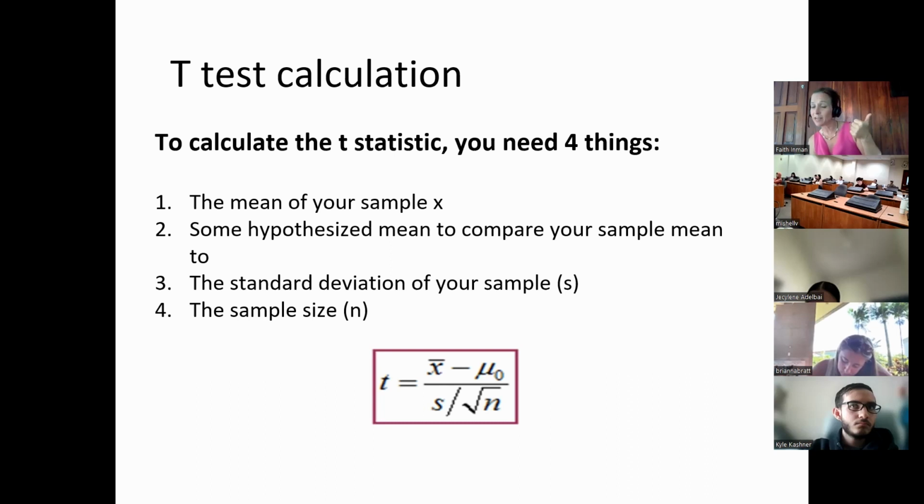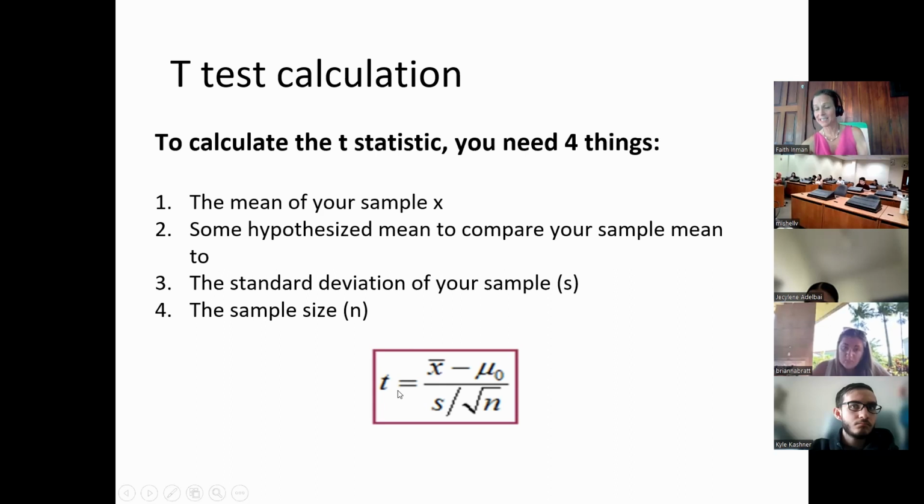You need the mean of your sample. You need some hypothesized mean to compare your sample mean to. You need the standard deviation of your sample, which we now know how to do. We could do that by hand too, right? And you need the sample size. How many observations did you take? Easy. And then you just plug it into this formula.